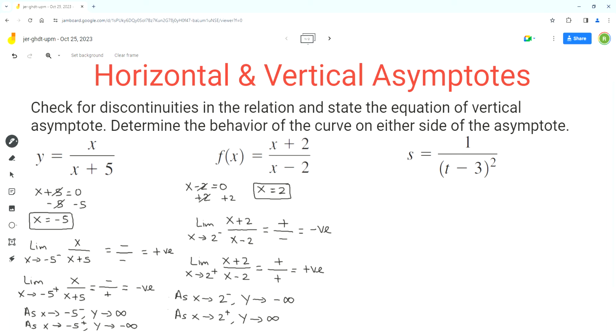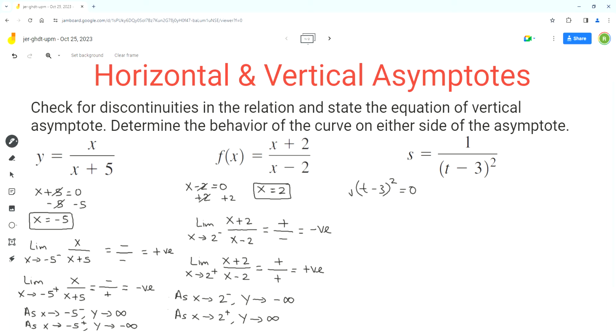Now we can analyze the third function, s equals 1 over (t - 3) squared. So this is also a rational function, and this one has no holes because there is no factor that can be cancelled out from the numerator and the denominator. So we should check for vertical asymptotes. So we'll set the denominator equal to 0. So (t - 3) squared equals 0.